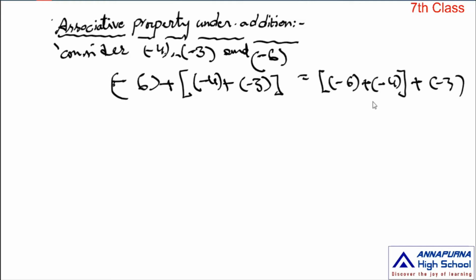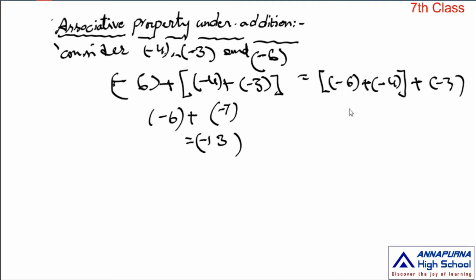-4 are grouped together. Now when you add these two, we can add them by using a number line, and we know the addition of integers of the same sign. Here the signs are the same. What is the sum of these two? -4, -3. If the signs are the same, then we add the numbers and put the same sign. Plus -6. That means -6 plus -7, which is equal to -13.